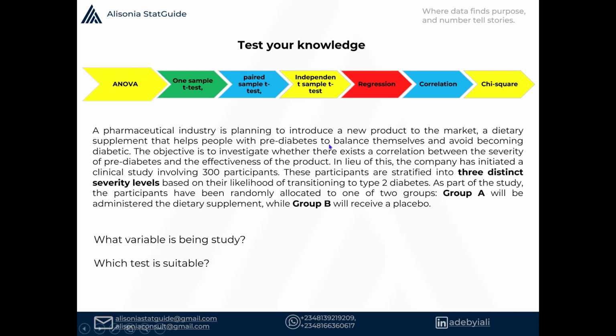You want to investigate the correlation between severity of the diabetes and effectiveness of the product. Correlation, relationship. But that relationship is between three distinct severity levels, which is one qualitative, one categorical, and another two groups, group A and group B, which is another categorical. If you have two quantitative or two categorical variables and you want to assess the relationship or correlation, what test is used?